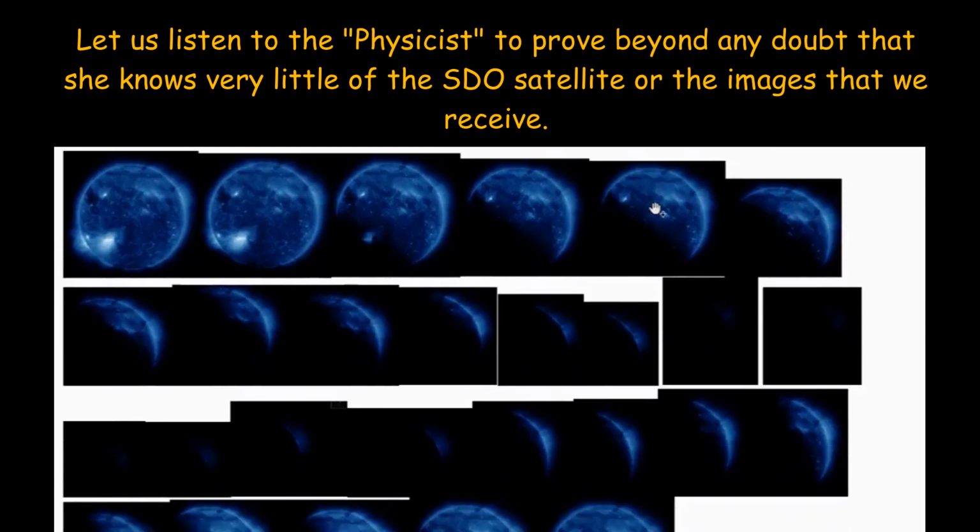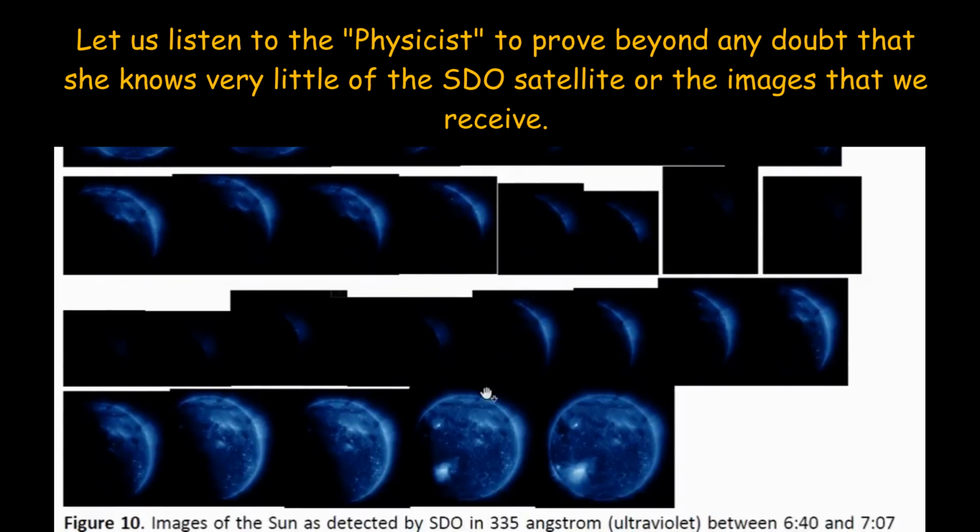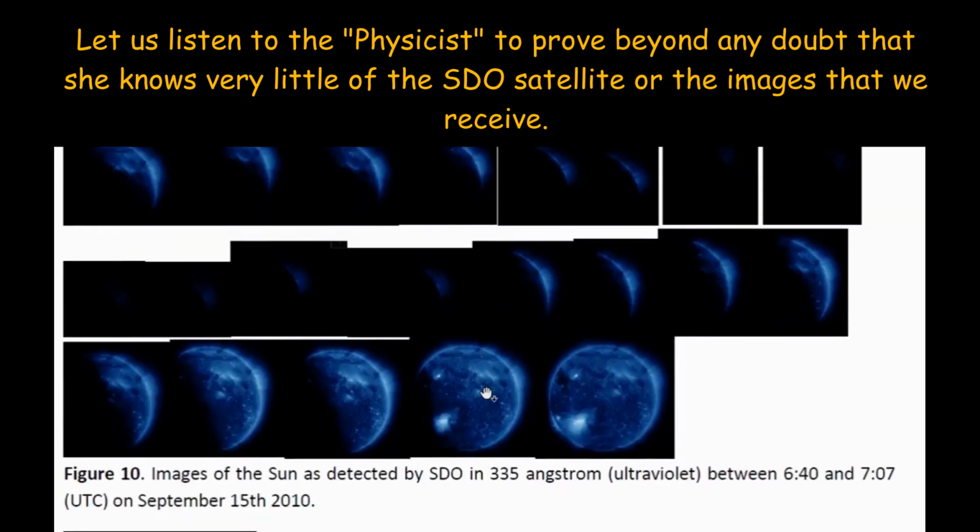Images from this eclipse season are seen here in 335 angstrom, so extreme ultraviolet again. And here we can see the sun going dark. I don't think this is the first day of the eclipse because the sun goes completely dark on that day. And as you can see, it's getting progressively darker and then light emission resumes.